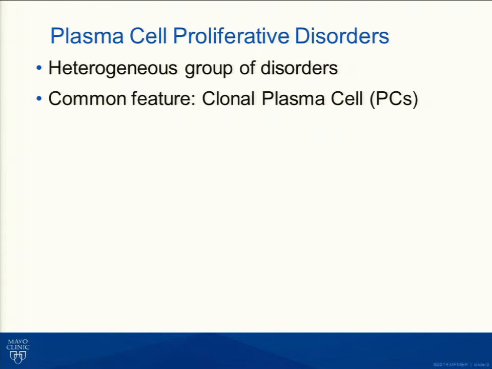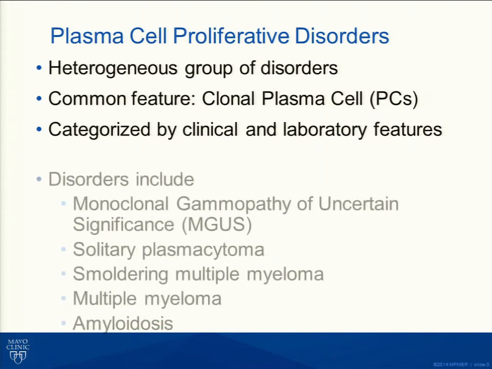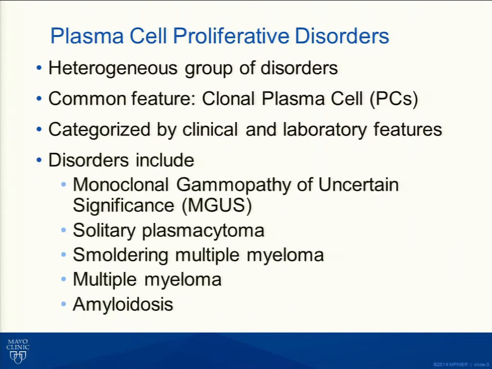Plasma cell proliferative disorders, as a whole, are clinically a very heterogeneous group of conditions that all have as a common feature the presence of clonal or monotypic plasma cells. These diseases are then categorized and subclassified based on both clinical and laboratory as well as radiologic features. It really includes a host of diseases. What we're going to focus on for the purpose of this talk are monoclonal gammopathy of uncertain significance, smoldering myeloma, and multiple myeloma.